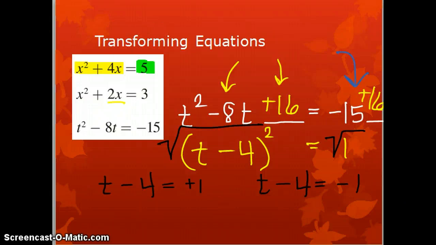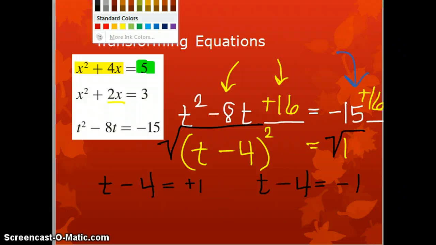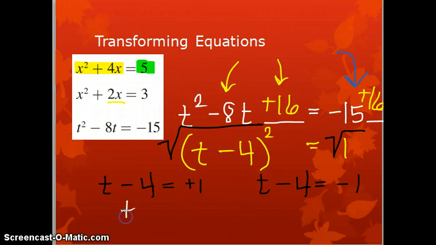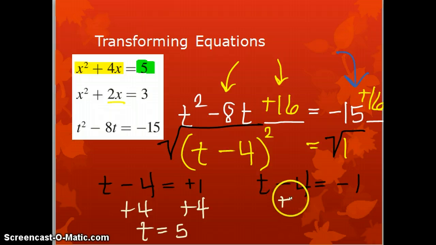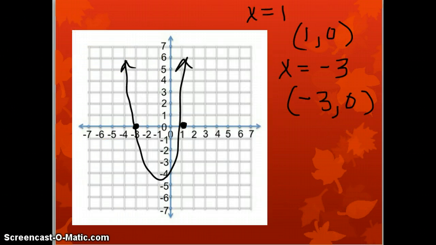All right, so then I can solve to find what t is going to equal. So I add 4, add 4. T is going to cross at a positive 5. I add 4, and t is going to cross at a positive 3. Negative 1 plus 4 is positive 3. So now if we go over here, I said it was going to cross at a positive 5 and a positive 3. And now you can see my parabola looks something like that.